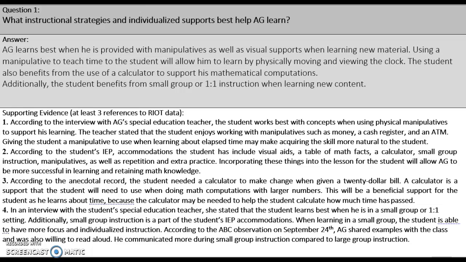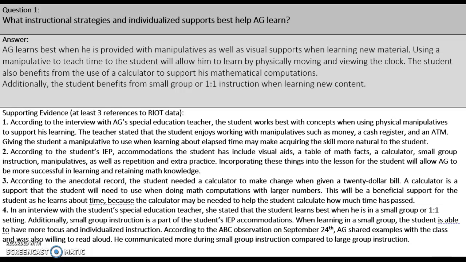So the first assessment question is, what instructional strategies and individualized supports best help AG learn? As you can see underneath, the field-based candidate posed the answer here. AG learns best when he is provided with manipulatives as well as visual supports when learning new material. Using a manipulative to teach time to the student will allow him to learn by physically moving and viewing the clock. The student also benefits from the use of a calculator to support his mathematical computations. Additionally, the student benefits from small group or one-on-one instruction when learning new content.